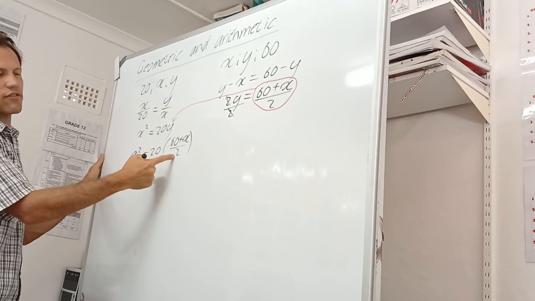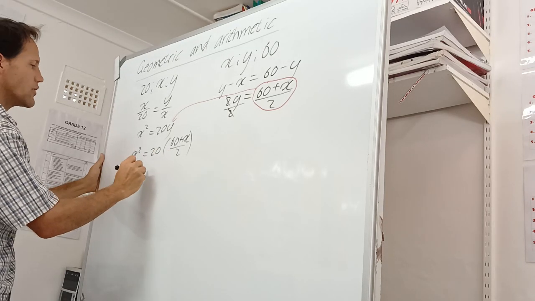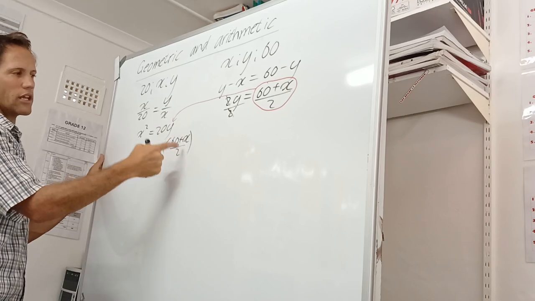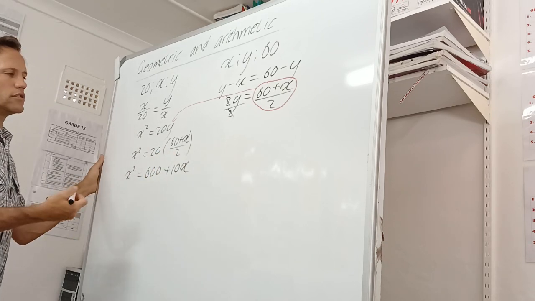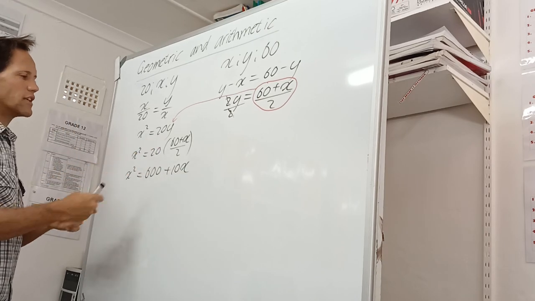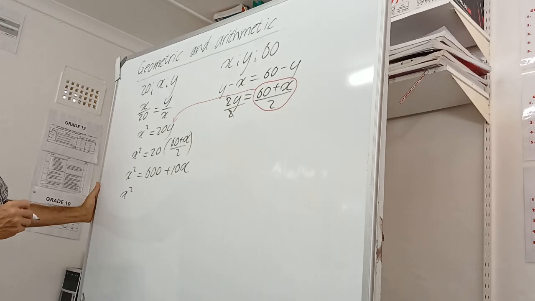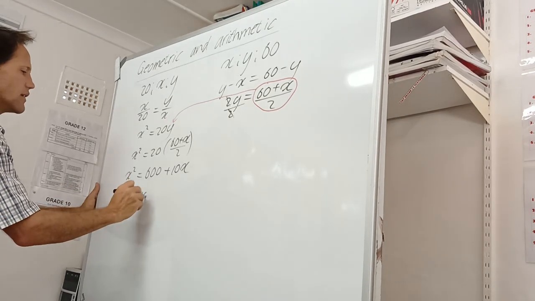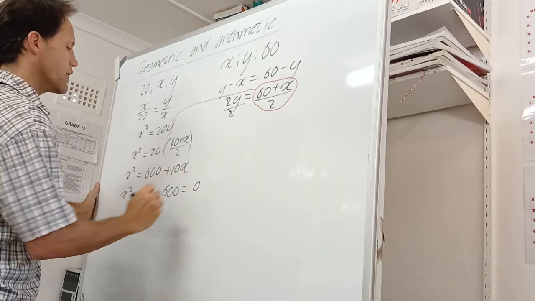We can first say 60 divided by 2 is 30. 30 times 20 is 600. Then here, 20 times x is 20x divided by 2 is 10x. So you can skip a step or two. Now if you take it over, it's going to become x squared minus 10x minus 600 equal to 0.